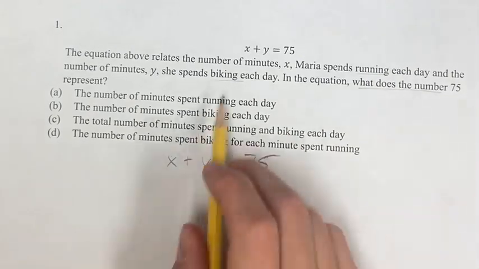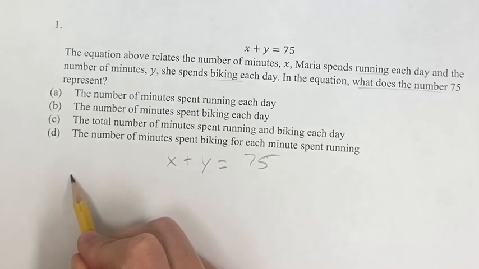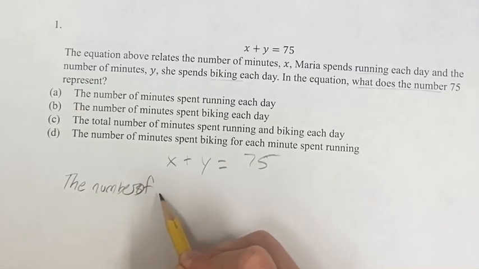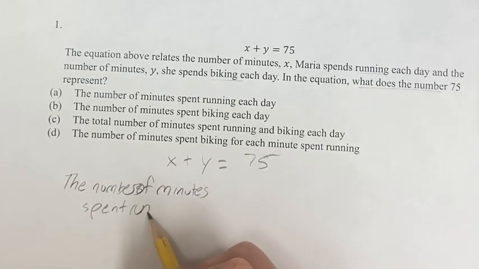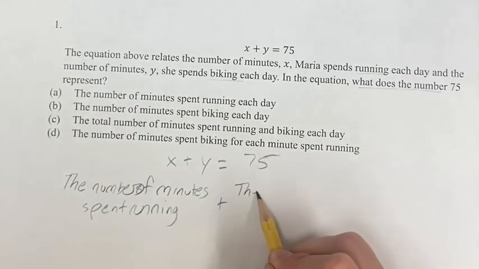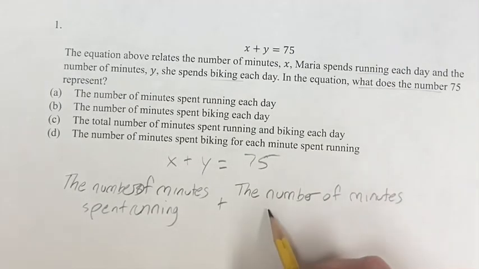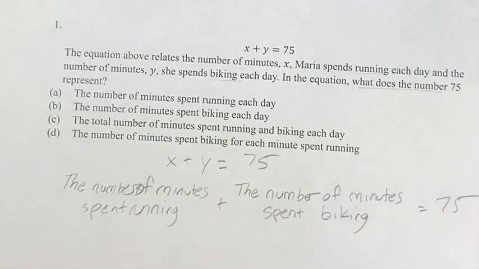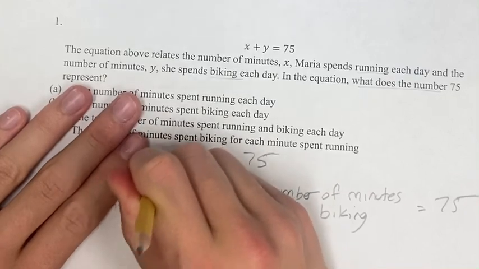So if the number of minutes that Maria spends running each day is x, then we can plug that into this equation. Say the number of minutes spent running plus y. What is y? y is the number of minutes she spent biking. And this is equal to 75. We don't have anything to write in for 75 because that's actually what we're looking for, to find what 75 represents in this situation.